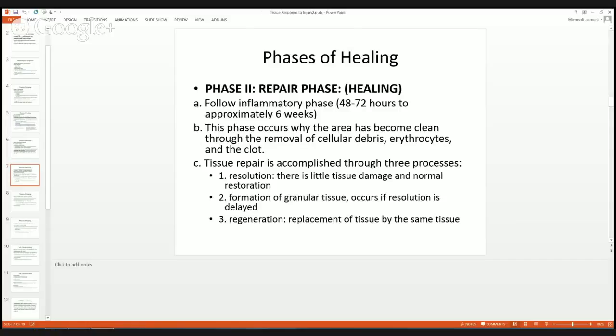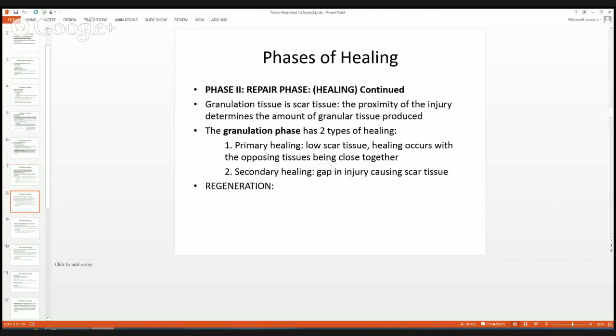All right, so tissue repair is accomplished through these 3 phases. 1, resolution. There is little tissue damage and normal restoration. 2, formation of granular tissue occurs if resolution is delayed. And then regeneration is the replacement. We did cover this yesterday. Replacement of the same tissue as it goes through.